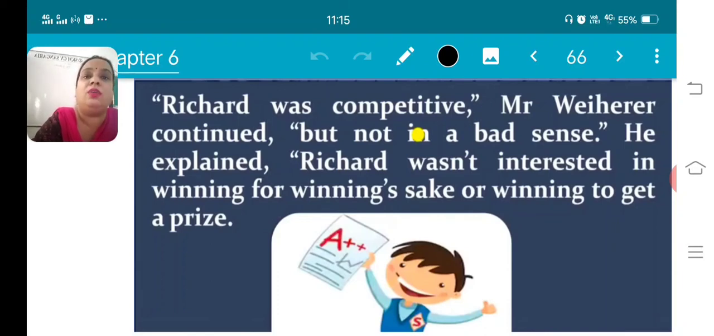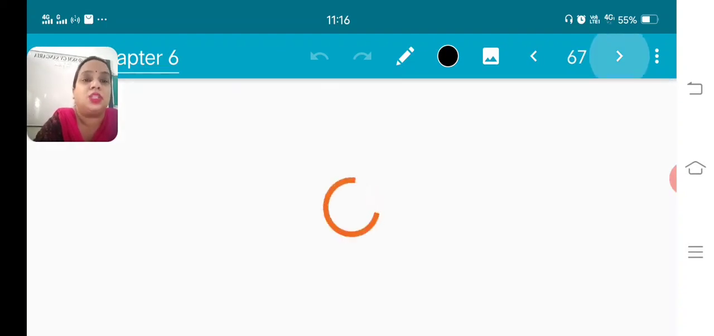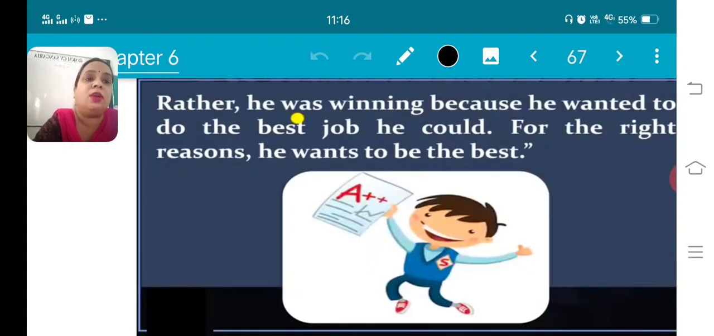So that's why he wanted to win the competition, and that's why he wanted to be a winner. So this is what makes a good scientist actually. This was told by his social studies teacher. Rather, he was winning because he wanted to do the best job he could for the right reason. He wants to be the best. So this was told by his teacher.